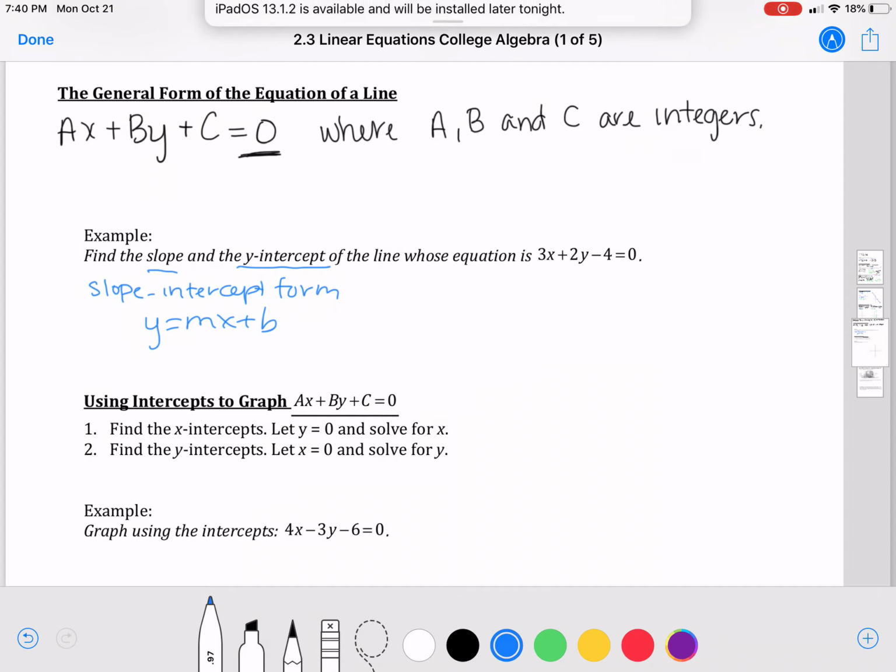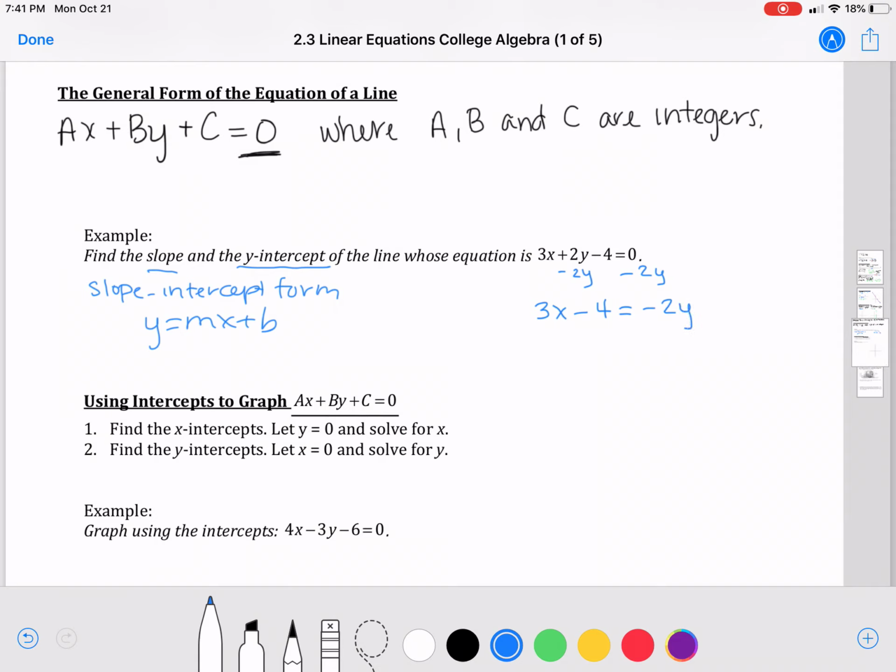So we want to get y by itself. You have two options. You could either move this 3x and the -4 to the right-hand side, or what's easier and less work is if we just subtract this 2y to the right. So we have 3x minus 4 equals -2y.